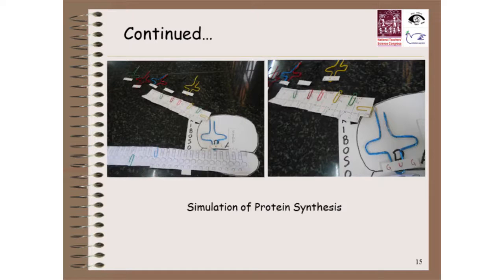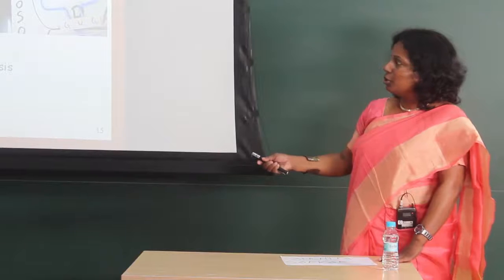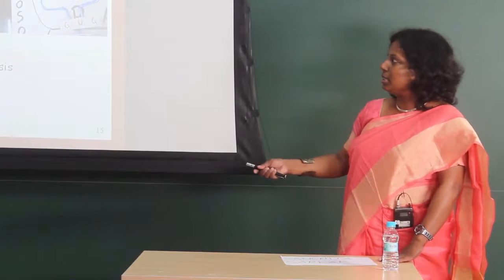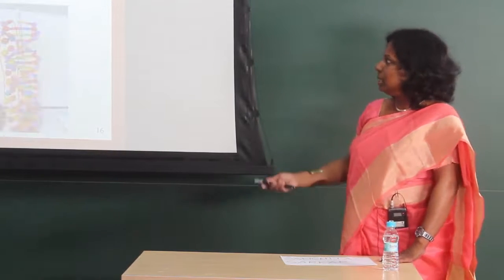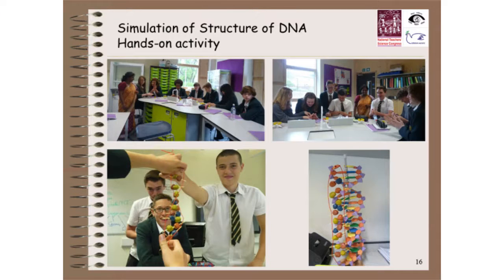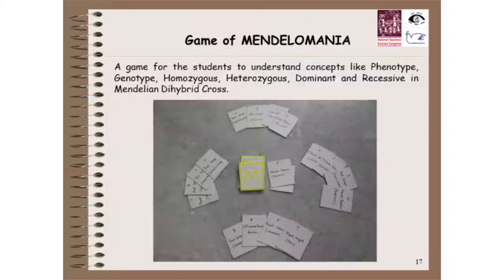This is one interesting game of protein synthesis where we have ready-made strands of mRNA and there are 20 amino acids anticodons. So there is a codon-anticodon match which the students do depending on what mRNA sequence they have got. So this is how they can make their own polypeptide if they know the mRNA sequence. This is one DNA replication process going on inside the classroom.